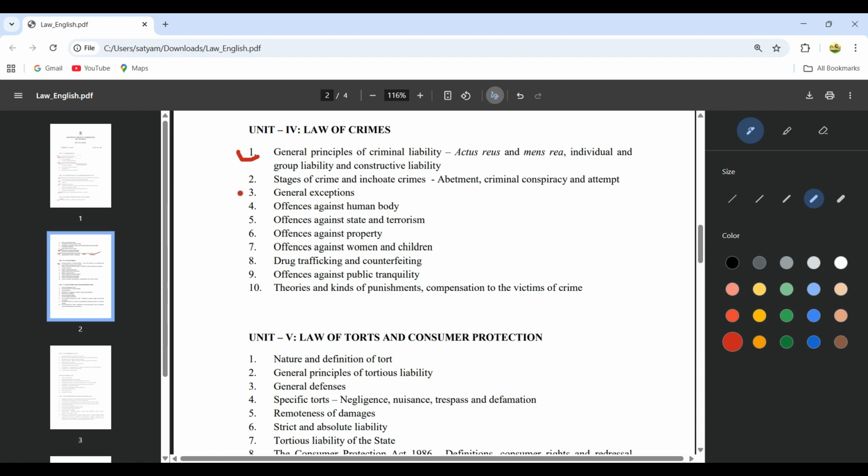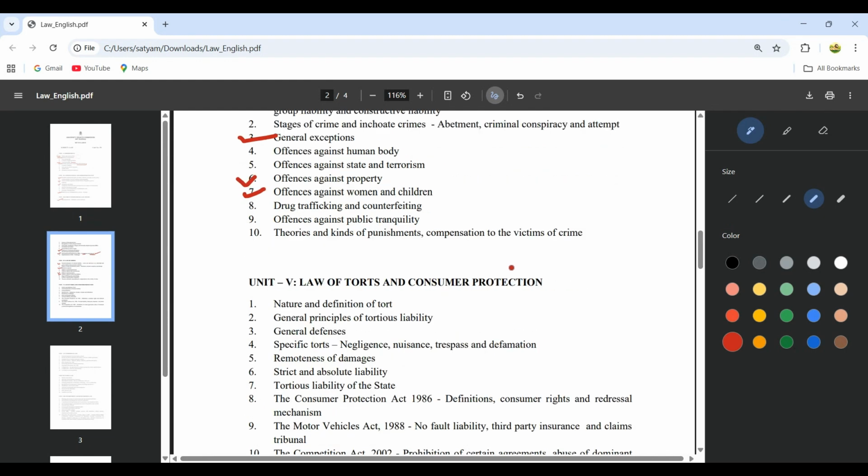Then we have general exceptions, and apart from this, we have offenses against property and offenses against women and children. These four topics are very important under this unit, and maximum questions have been asked from these topics only.